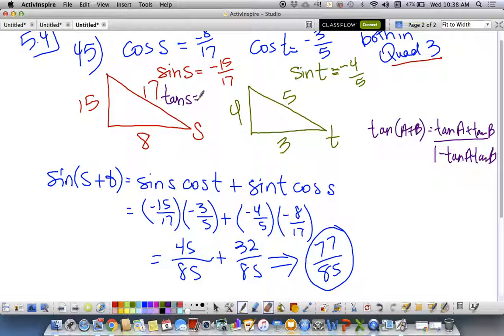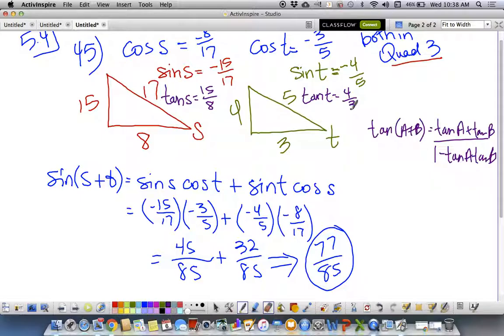So it's opposite over adjacent, so it is 15 over 8. Is it positive or negative? Positive because it's in quadrant 3. What is tangent of T? Opposite over adjacent is 4 over 3, and it's positive also.